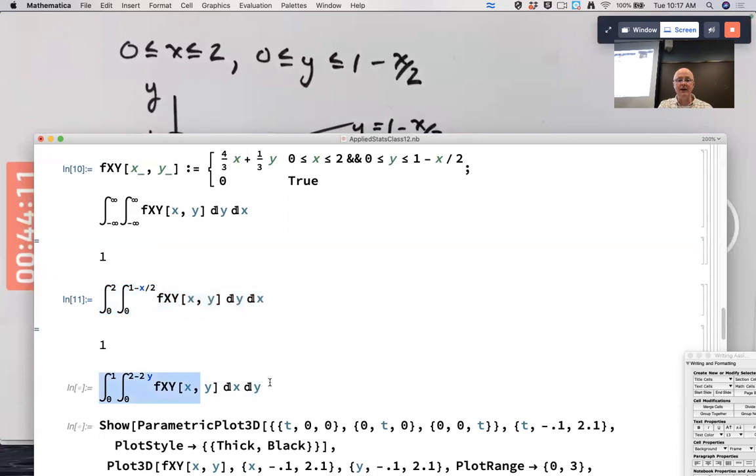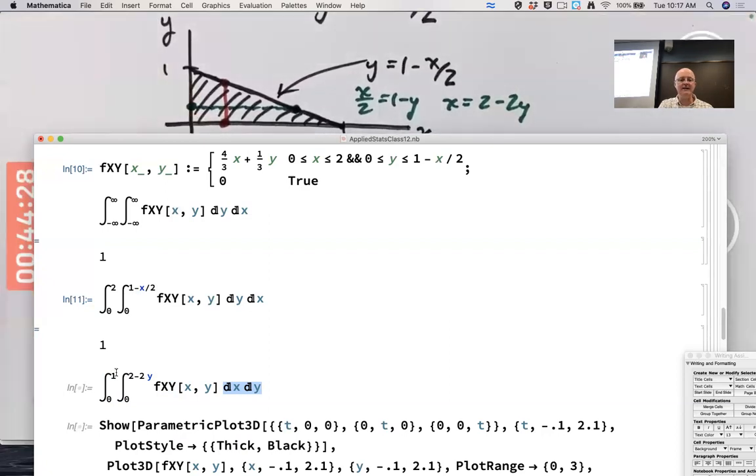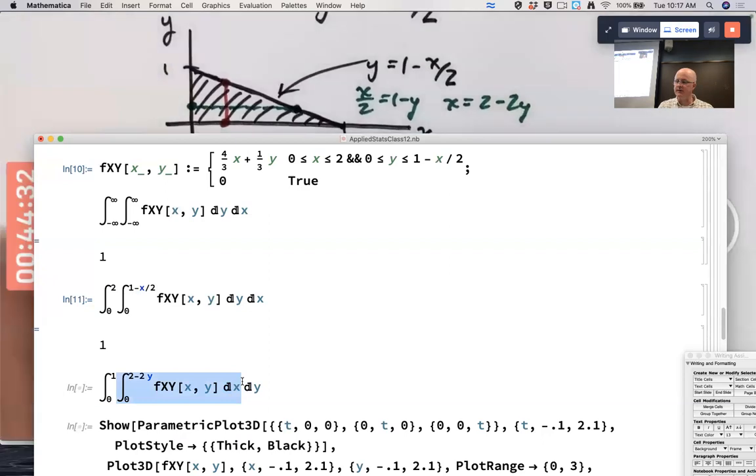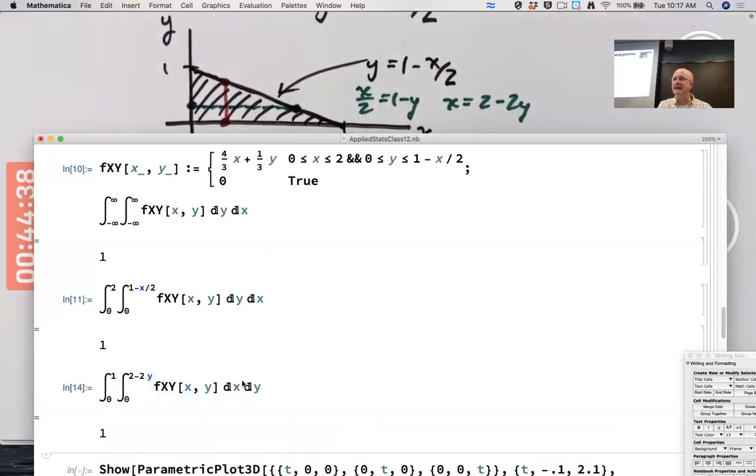But in this one, x is integrated with respect to first and then y. I switched around the dy and the dx. I therefore have to change the limits of integration appropriately. Y goes from 0 to 1. Look at the picture. Y goes from 0 to 1. And for any fixed y between 0 and 1, for the inner integral, x goes from 0 up to, there it is, 2 minus 2y. This should integrate to 1 as well. And it does.